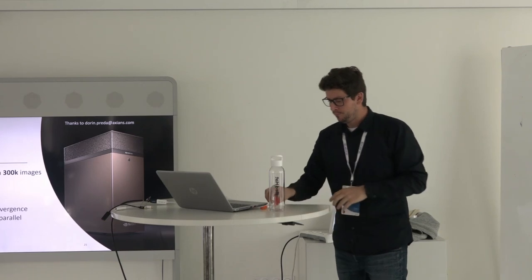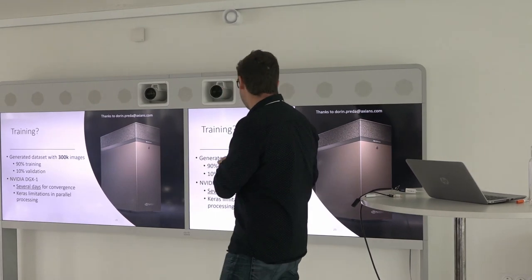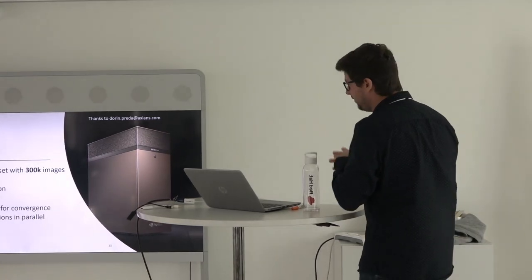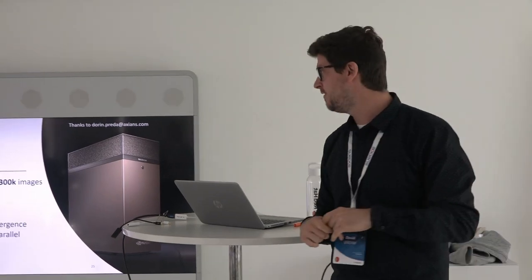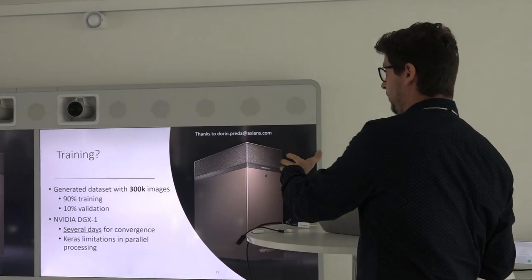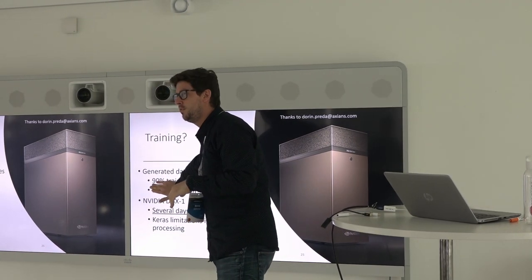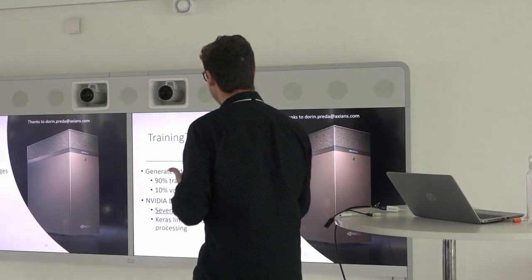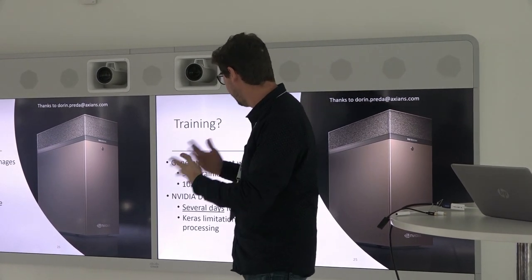Okay, so training. I generated a data set with 300,000 images, and it might not look like it, but in this case, it is a really big data set. I divided it 90% for training and 10% for validation, which means my model will never see 10% of the images. When I want to test the model to see if it has learned well, I will give it only those images. This one is for learning and this one is for testing.